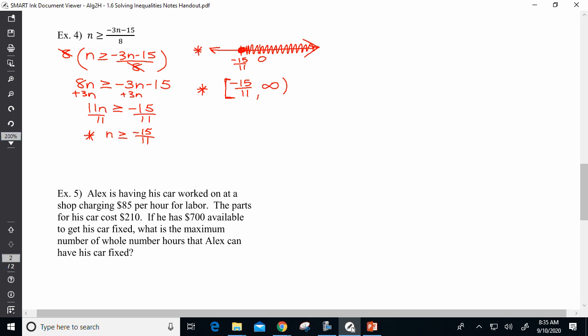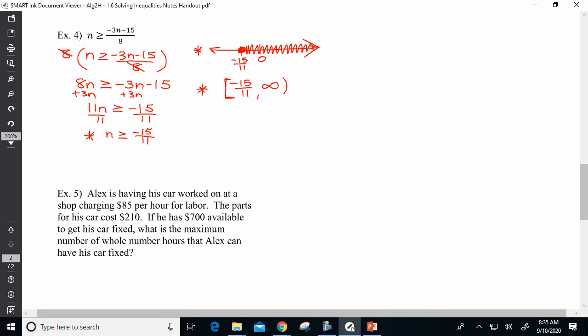Hearing none, all right, let's practice word problems. Problem 5. Alex is having his car worked on at a shop, charging $85 per hour for repair. The parts for his car cost $210. If he has $700 available to get his car fixed, what is the maximum number of whole number hours that Alex can have his car fixed?